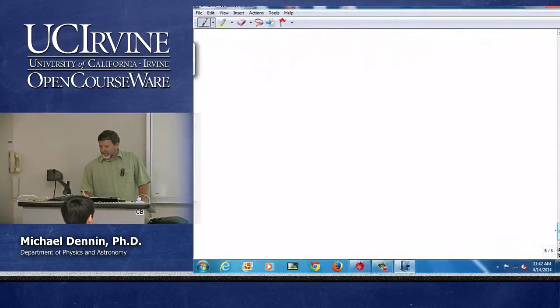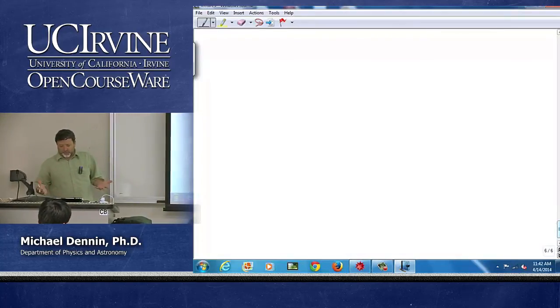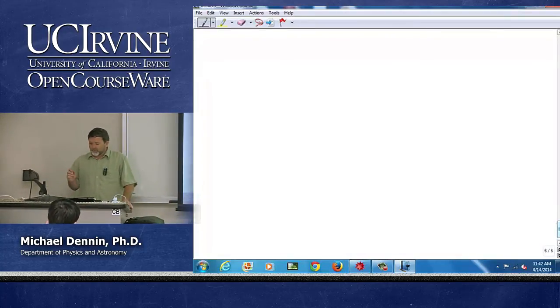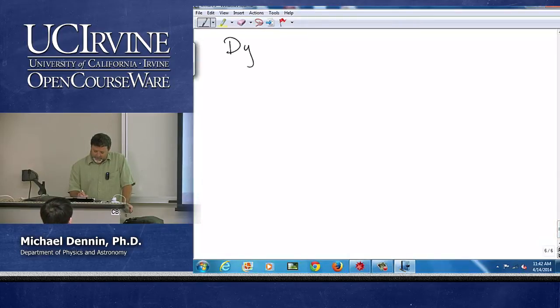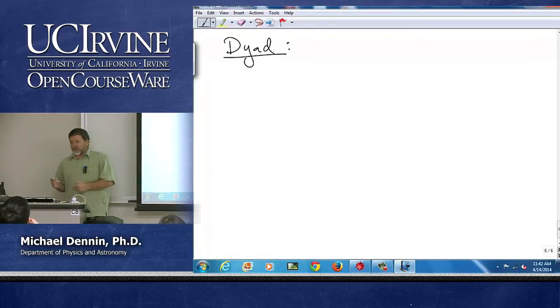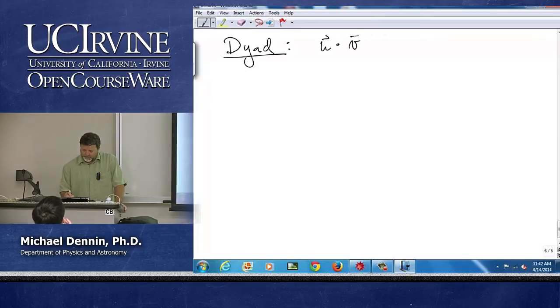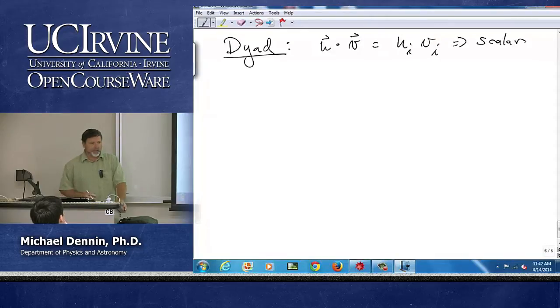What I want to just close today's lecture with is some examples of tensors that become very useful as you go forward. The first is what we call a dyad. Sometimes it's a challenge because it looks a lot like a dot product, but a dot product is a scalar. So keep in mind, u dot v is ui vi, and that's a scalar. How do you know that's a scalar?